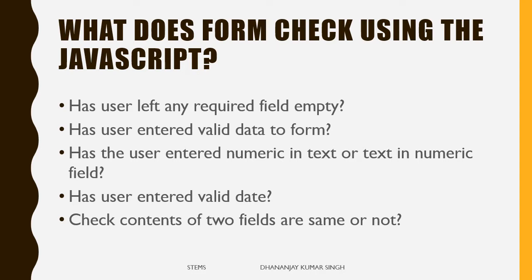Sometimes what happens? We need to check both the fields. If both the fields are the same, then we give permission. For example, when we give a password, then we retype the password. So both are going to be matched. If both are unmatched, then the message will be given by this JavaScript.